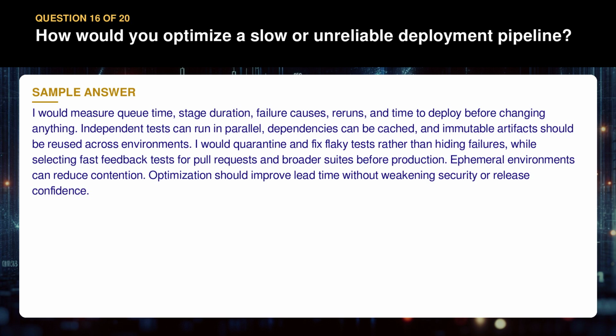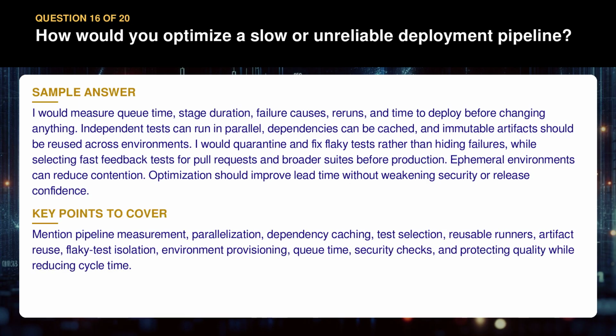I would quarantine and fix flaky tests rather than hiding failures, while selecting fast feedback tests for pull requests and broader suites before production. Ephemeral environments can reduce contention. Optimization should improve lead time without weakening security or release confidence. Mention pipeline measurement, parallelization, dependency caching, test selection, reusable runners, artifact reuse, flaky test isolation, environment provisioning, queue time, security checks, and protecting quality while reducing cycle time.